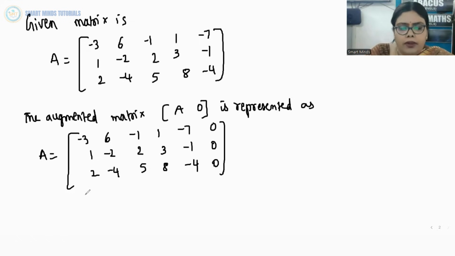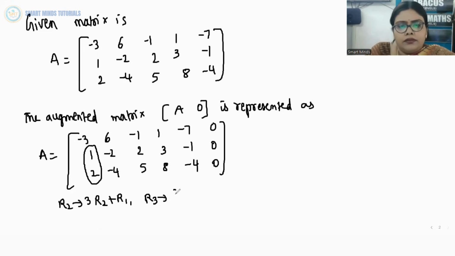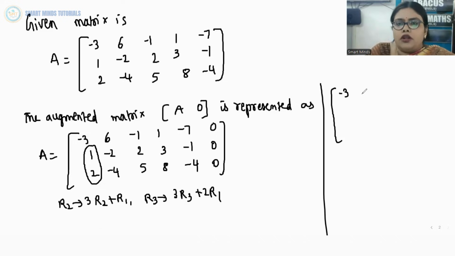Now we need to make these two zeros. So what row transformation should I apply? We need to use R1 to change R2 and R3. So R2 is 3R2 plus R1, and R3 is 3R3 plus 2R1. So what do you get? The first row we are not changing.